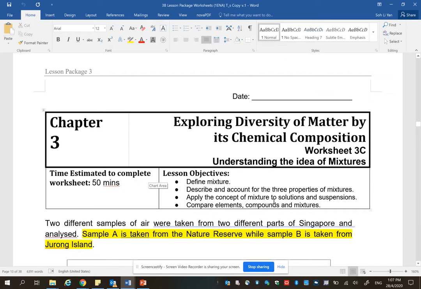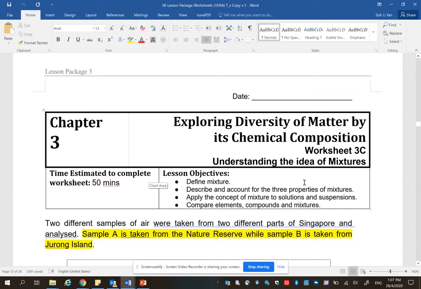Class, so much about the PowerPoint slides. Not to worry, that particular PowerPoint slides I will share with you later on, so you can download and refer back to it at any time. All right, let's go back to the worksheet 3C.